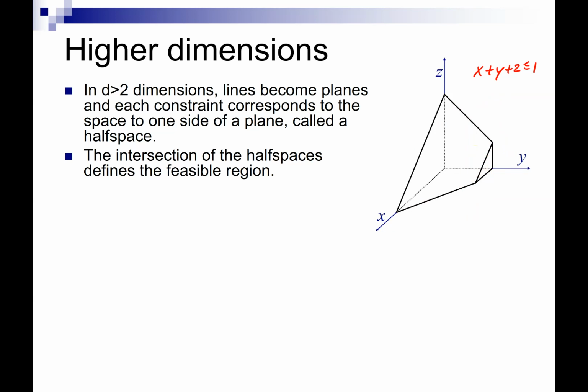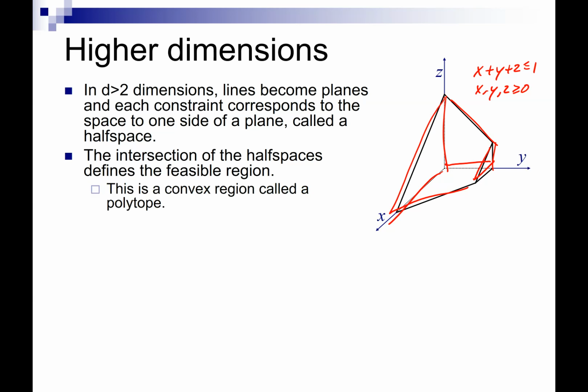And then we have some additional constraints where, for example, x, y, and z are all going to be at least 0. So if you take all of these constraints and you intersect them, then you're going to get the solid shape. Everything which is inside of the solid shape, that's going to be your feasible region.